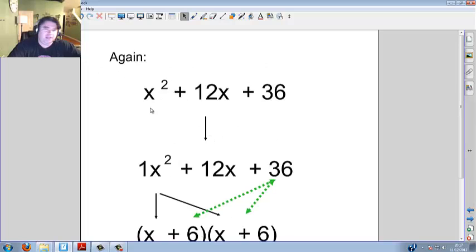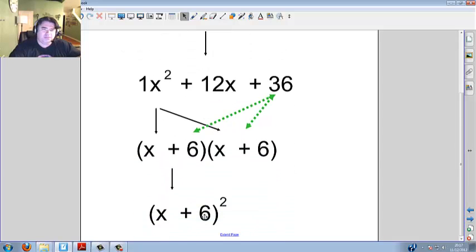Let's take another. X squared plus 12x plus 36, x squared becomes 1x squared. So you figure 1 and 1. And 36 is 6 and 6. 1 times 6 is 6, 1 times 6 is 6, 6 plus 6 is 12. Notice how there's a 12 in the middle here. So we're all good. X plus 6 squared.